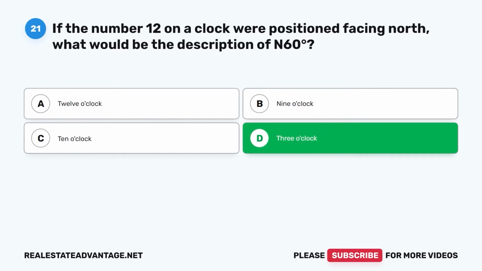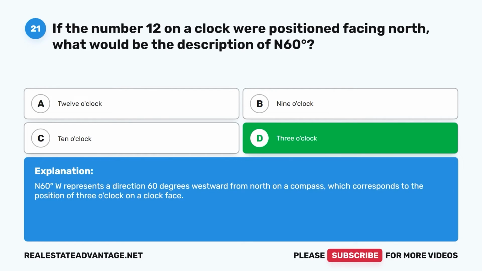The correct answer is D, 3 o'clock. N60° W represents a direction 60 degrees westward from north on a compass, which corresponds to the position of 3 o'clock on a clock face.